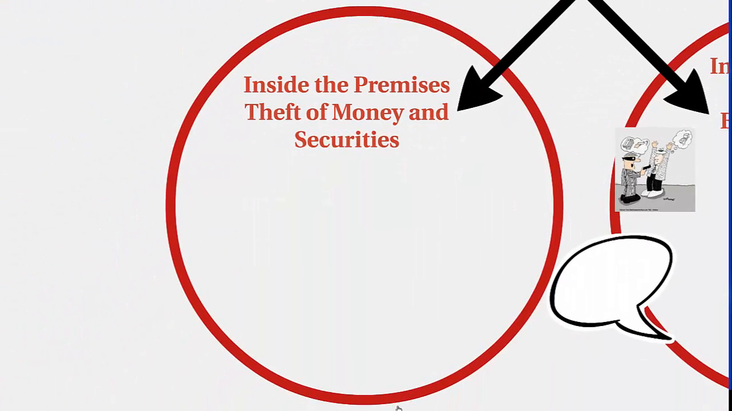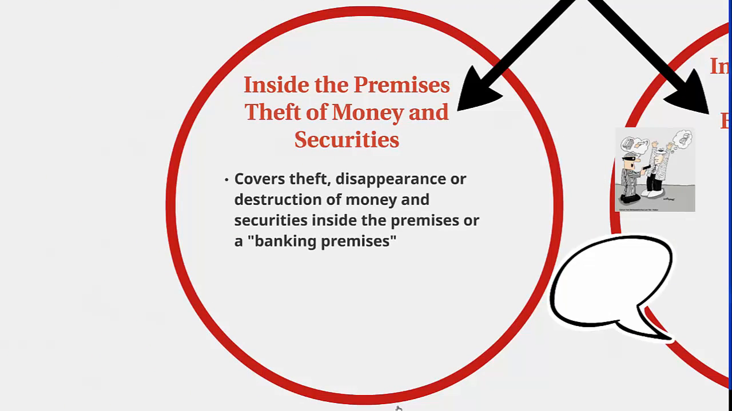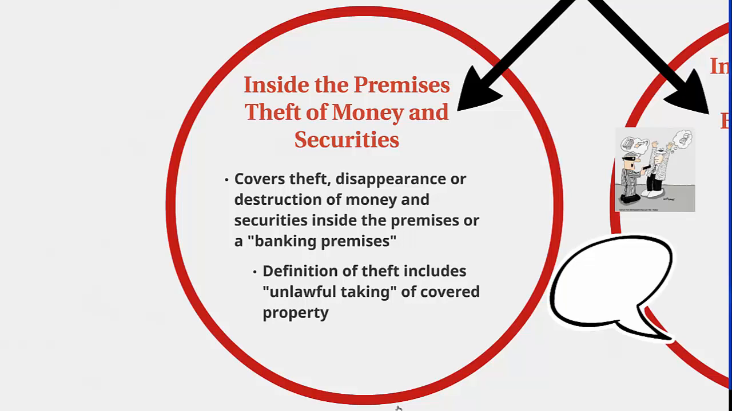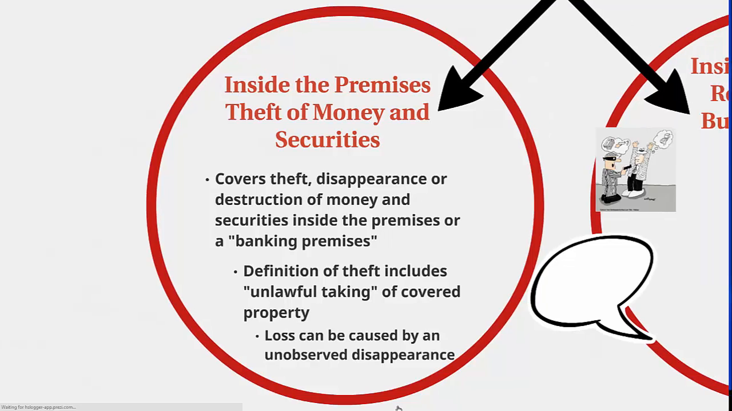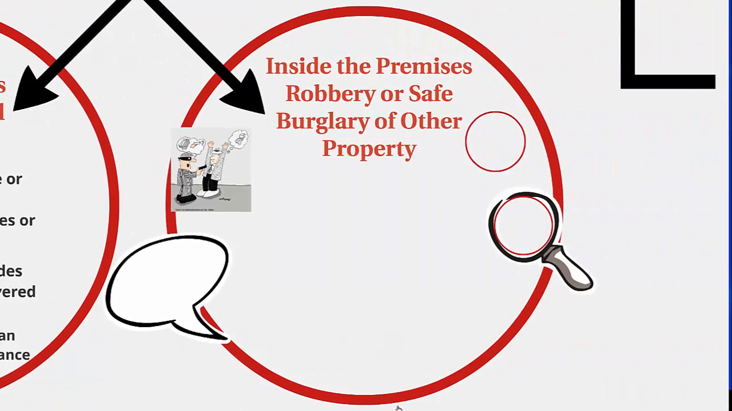Now let's look at inside the premises theft of money and securities. This covers theft, disappearance, or destruction of money and securities inside the premises or a banking premises. The definition of theft includes the unlawful taking of covered property. Notice that because the term disappearance is in the insuring agreement, the loss can be caused by an unobserved disappearance. In some of these insuring agreements, you'll notice that the loss has to be observed or otherwise proven to be a covered loss. Now let's look at inside the premises robbery or safe burglary of other property.